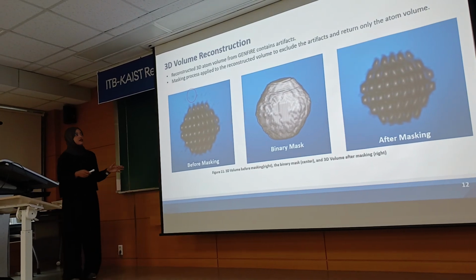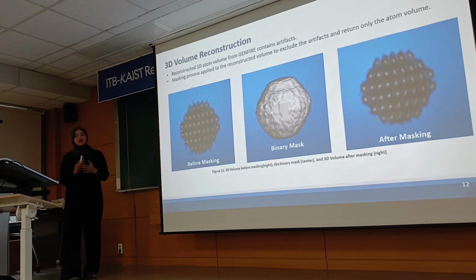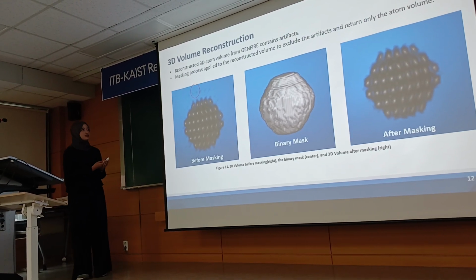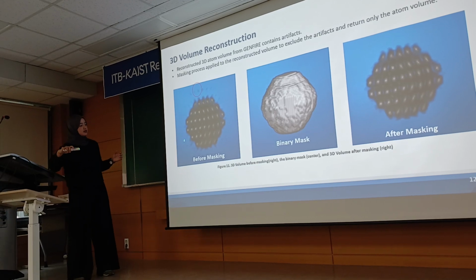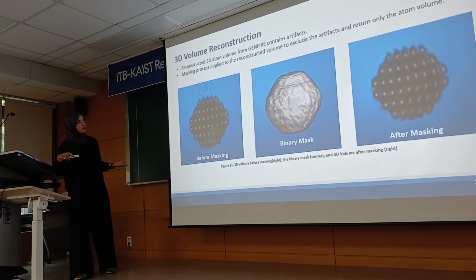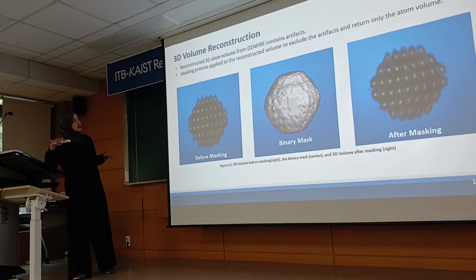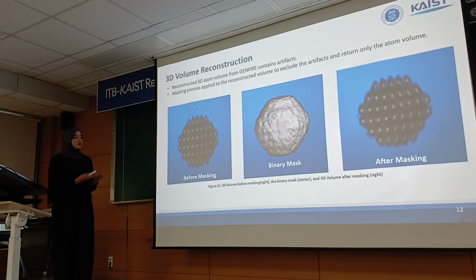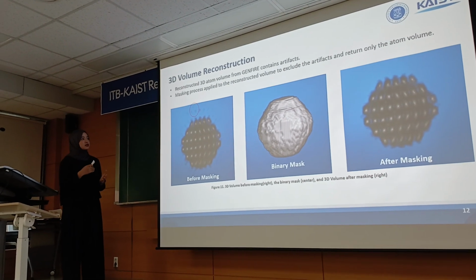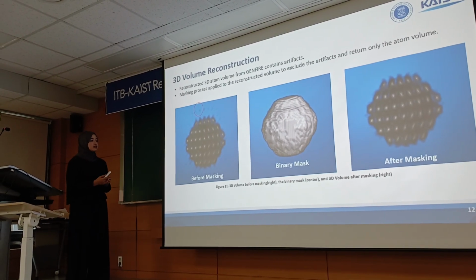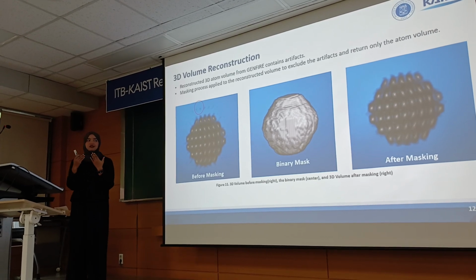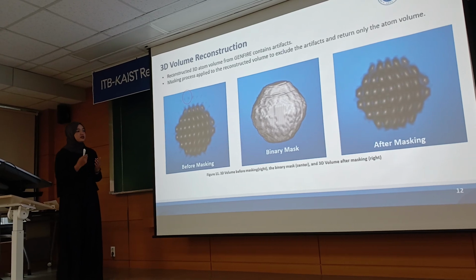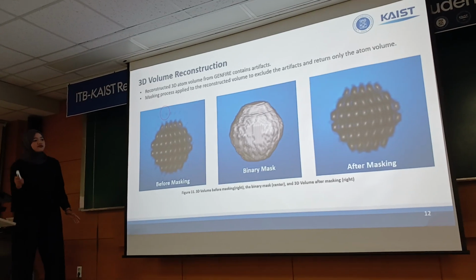From those tilt series, we can try to reconstruct the 3D volume using the Genfire algorithm that I explained in the introduction section. This is the 3D atom volume from Genfire. It still contains some artifacts, and we need to apply masking, which is a binary mask, to exclude the artifacts. How it works is we multiply the volume region by 1, and we multiply the rest by 0. Hence, we only return the atom volume after masking.